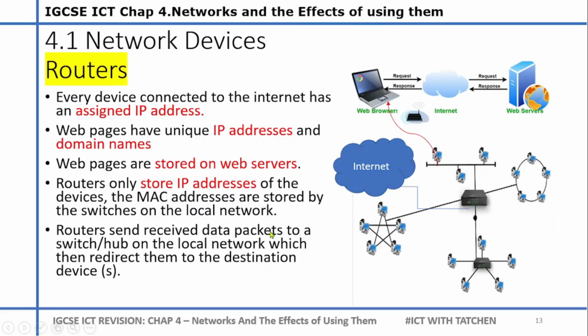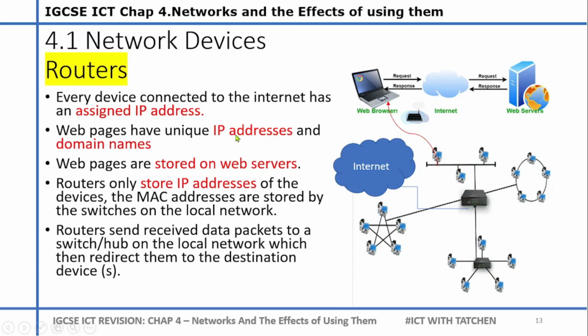Now, also, every device connected to the internet has an assigned IP address. If you connect, like this laptop connected to the internet via the router, you will have an IP address assigned to it. You watching this video now, you have been assigned an IP address which you are using. IP addresses are assigned depending on the country. Each country has its own way the IP addresses are assigned.